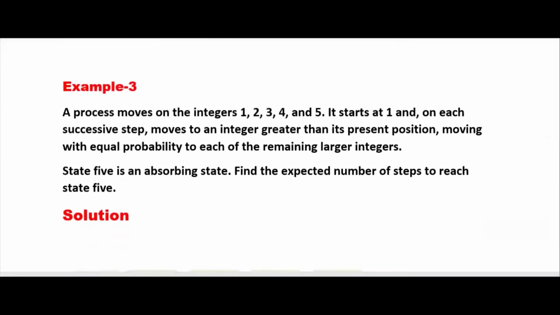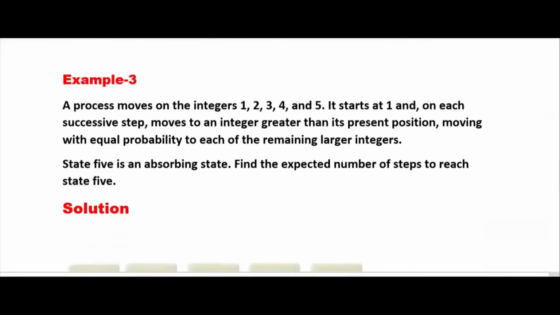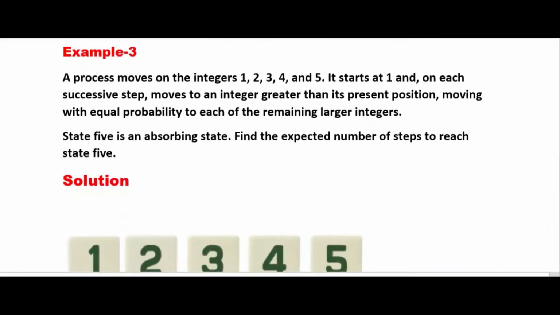Now let's go to example 3. This is also quite interesting. A process moves on the integers 1, 2, 3, 4, 5. It starts at 1, and on each successive step, 1 is fixed now, moves to an integer greater than its present position. It's important. Equal probability though.